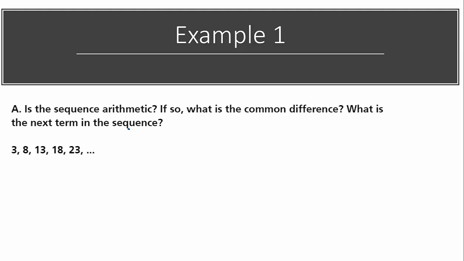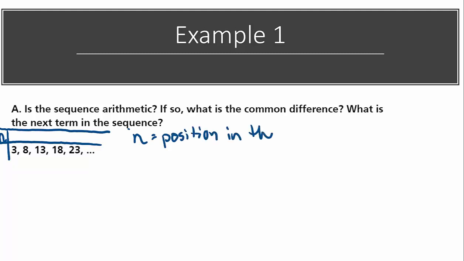Now, before we get started, I want to go over some terminology that'll help as we go through this section. Each number here has a value: 3, 8, 13, 18, 23, and so on. They each all have a position as well. And that's the position that they hold in the sequence. So I'm going to make a little table here. And my n value is equal to the position in the sequence.